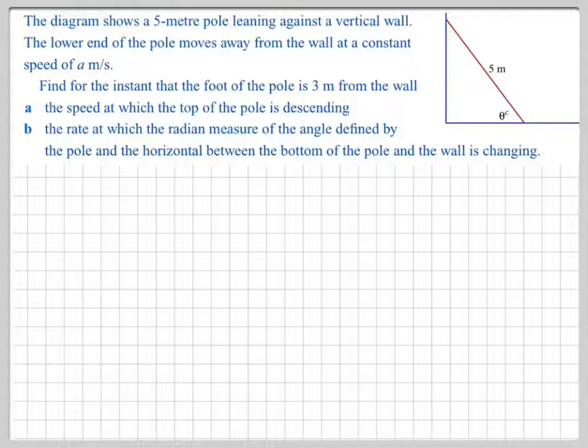It's a pole. Oh, okay. It's a 5 metre pole leaning against a vertical wall, and the lower end of the pole moves away from the wall at a constant speed of a metres per second. Find, for the instant that the foot of the pole is 3 metres from the wall, and I presume moving to the right in that diagram, because it's slipping away.